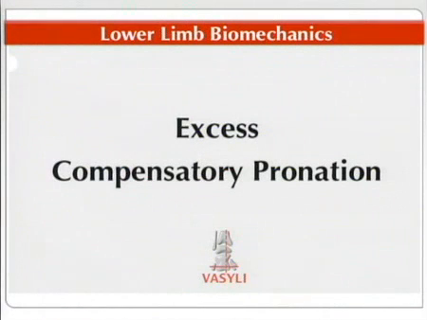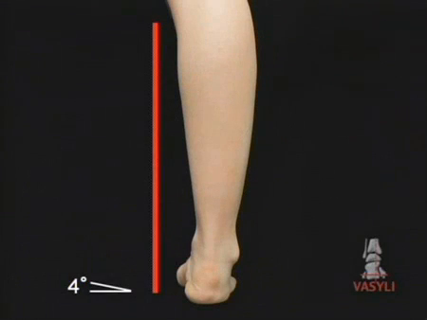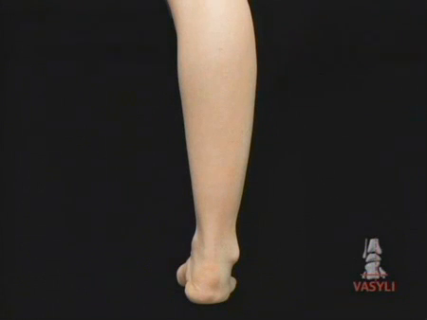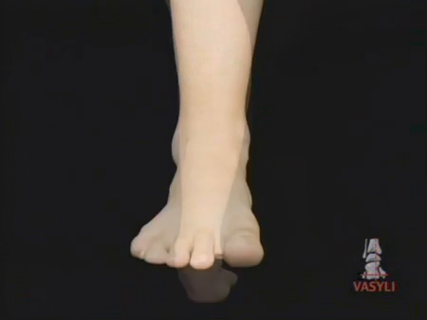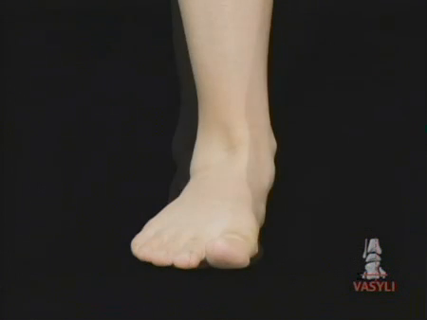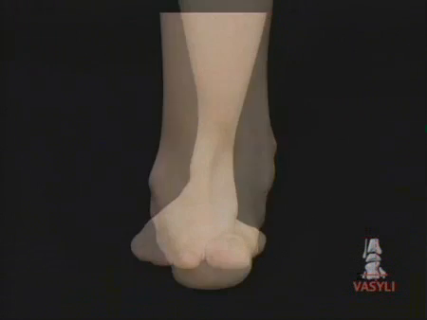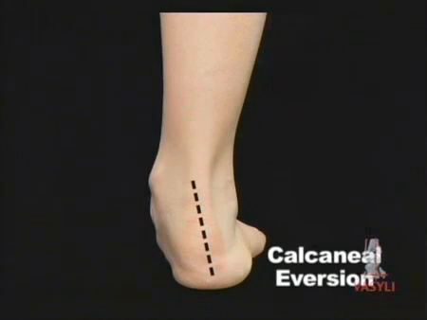Excess compensatory pronation. The tibial varum factor, combined with the hard, flat, unnatural surfaces we walk on daily, causes the feet to pronate excessively. The most common form of lower limb biomechanical dysfunction is excess pronation. Excess pronation at the subtalar joint commonly exhibits calcaneal eversion.